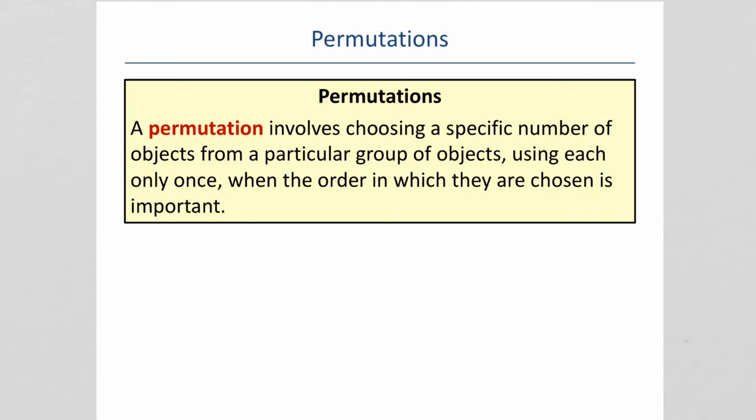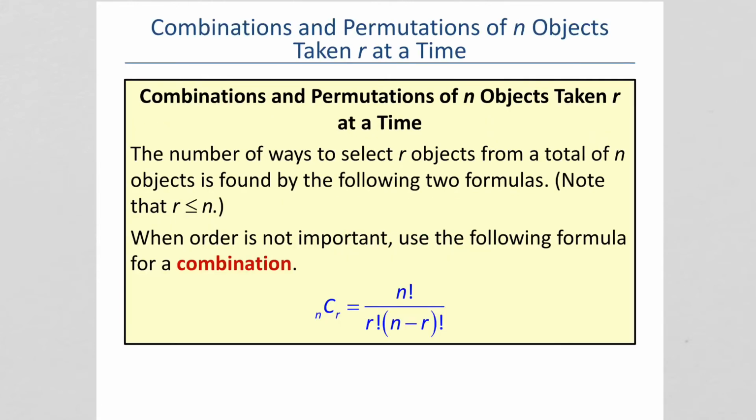Permutation involves choosing a specific number of objects from a particular group of objects, using each only once, in which the order they are chosen is important. So again, for permutation, the order is important. For a combination, it is not. So before you work a problem, you'll need to ask yourself, is this a combination or a permutation?